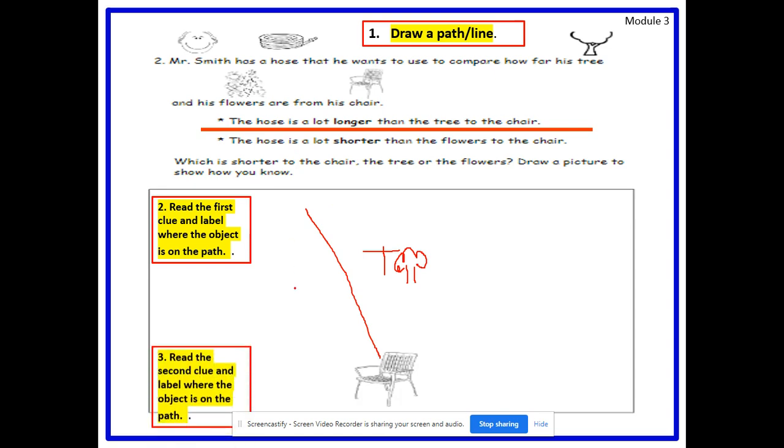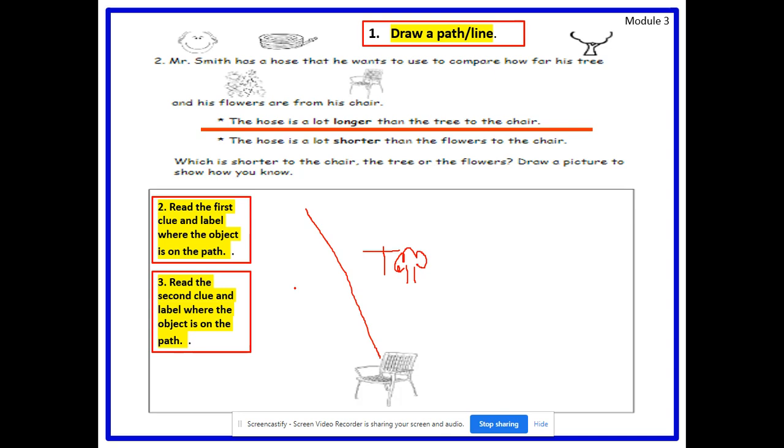Ready? Key point 3 says read the second clue and label where the object is on the path. So this is our second clue right here. The hose is a lot shorter than the flowers to the chair. So now it's saying if this is our hose, that it's shorter than where the flowers are at. So can we draw our flowers down here?